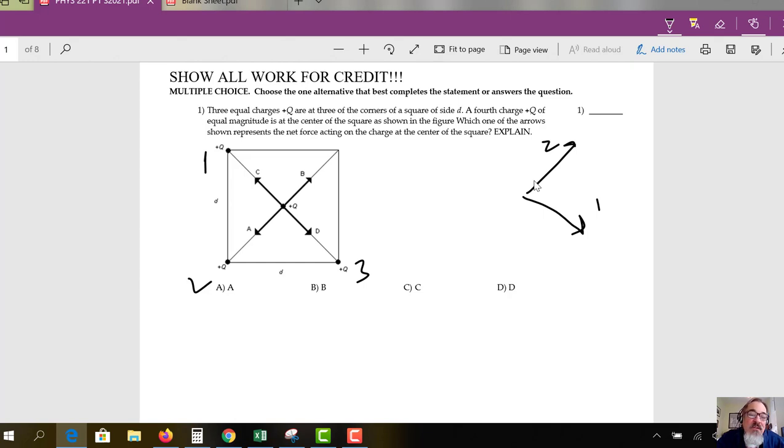Now let's look at what's happening to the center charge because of 3. Because of 3, it's this way, right? So 3 is pushing it to the upper left, 1 is pushing it to the lower right. These actually cancel out because they're the same magnitude of charge and the same distance away. So what we're left with is just choice B here because of charge 2.